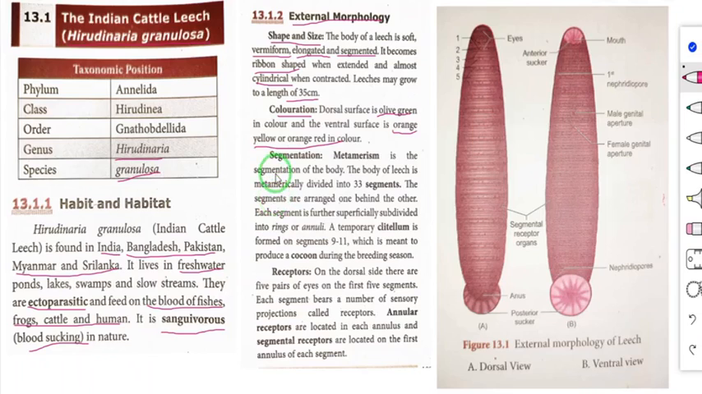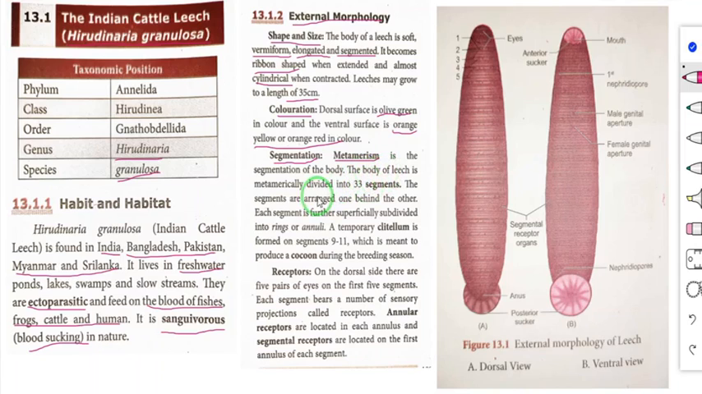Okay. The next one, segmentation. The third external morphology is segmentation. Metamerism is the segmentation of the body. Metamerism means a linear series of repeating parts. That is the arrangement.